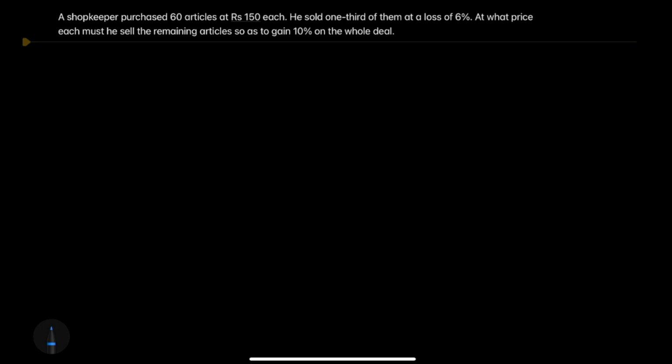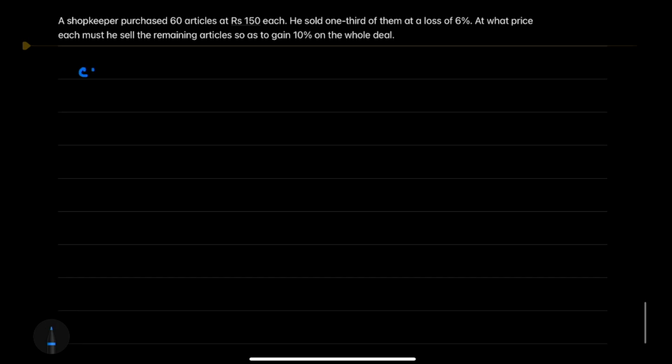So coming back to the question, we have a shopkeeper that has purchased 60 articles at 150 rupees each. And if he sold one third of them at a loss, what price must he sell each of the remaining items so as to gain a profit of 10% on the whole deal? And this might be a bit of a tricky question, but we'll tackle it stepwise so you won't get into any problems.